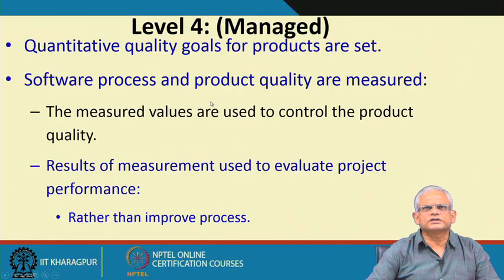Here process and product qualities are measured, and if these fall short, then these are used to improve the project performance. That is, some things were not done properly, and this feedback is given to the team that you did not do a proper review or a proper testing was not done. This has to be done more rigorously. So the project performance is enhanced and not the process itself. No change to the process is made, but the existing process is used more rigorously to improve the performance.